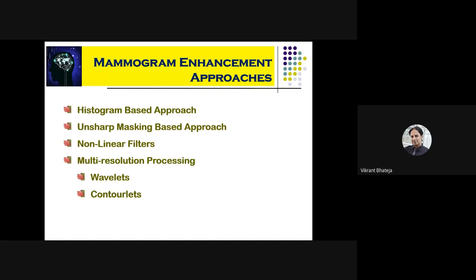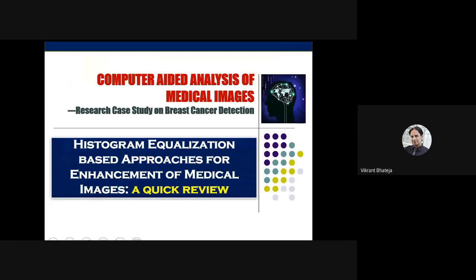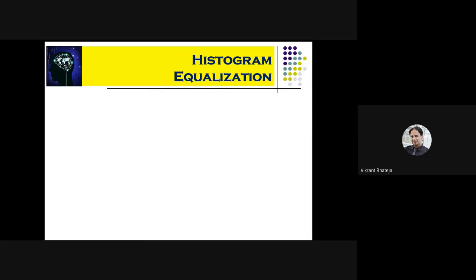So in the next module, I have taken up and related this entire mammographic work of computer-aided detection to the simplest possible approach, the histogram-based approach, because certainly this particular approach is generally fundamentally clear to all the persons who have done basic courses of image processing. So now, regarding the histogram equalization approaches for enhancement of medical images, let's take a quick review.